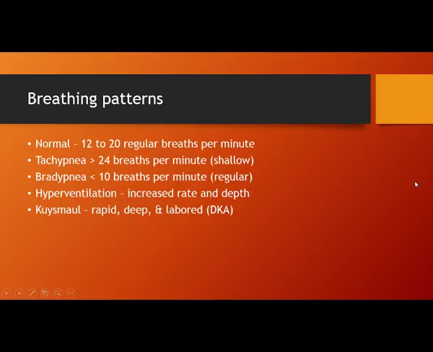So now we get to breathing patterns. Your normal breathing pattern is 12 to 20 regular breaths in 1 minute. The breathing is regular and that's a normal pattern. Tachypnea is still a regular pattern, regular breaths, but increased, 24 breaths per minute, and shallow. If the person just finished running, it can be normal for them to have tachypnea. But if they're at rest and they have tachypnea, then something is going on.